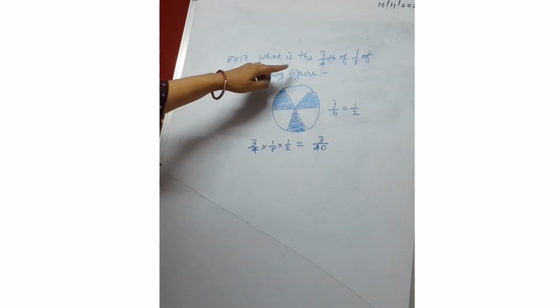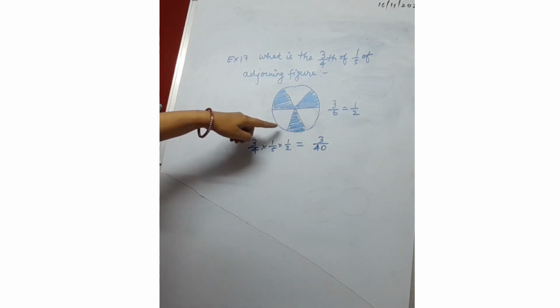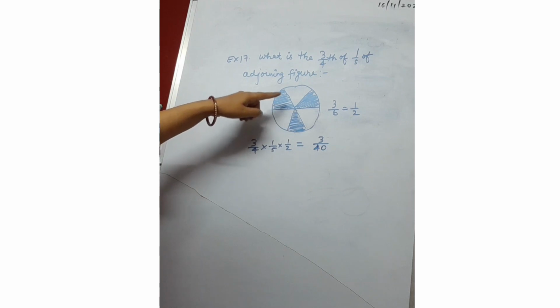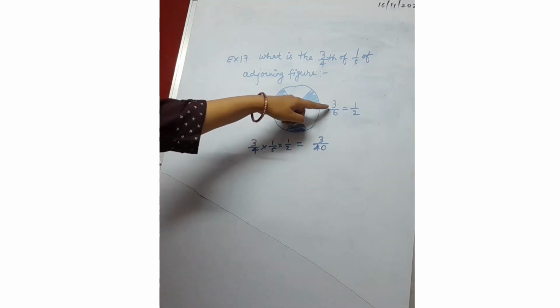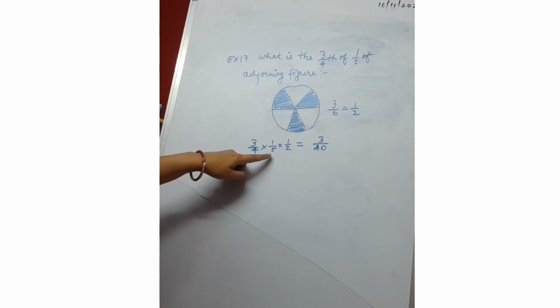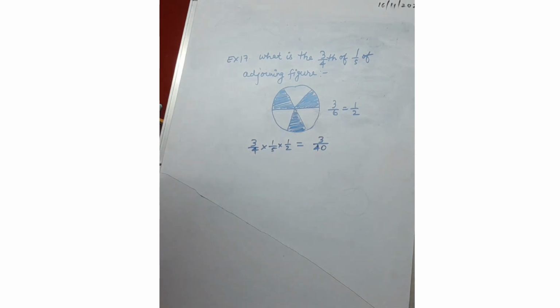So here, what is the 3 by 4th of 1 by 5 of the adjoining figure? The given portion is half shaded because there are six parts and 3 parts are shaded. So 3 by 6 equals 1 by 2. So we have to find 3 by 4 of 1 by 5 of 1 by 2, which equals 3 by 40.